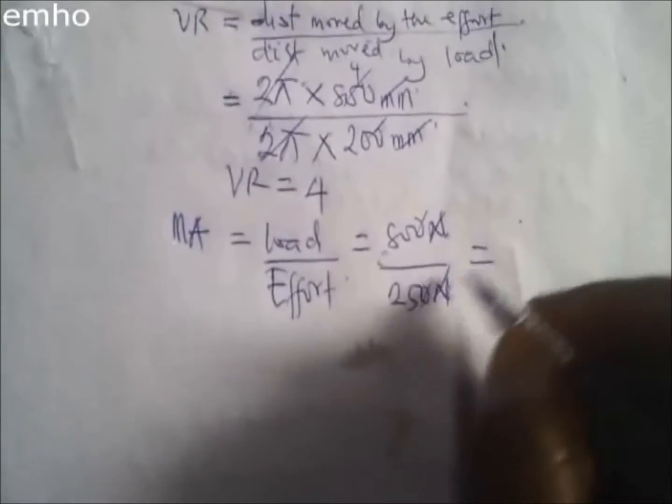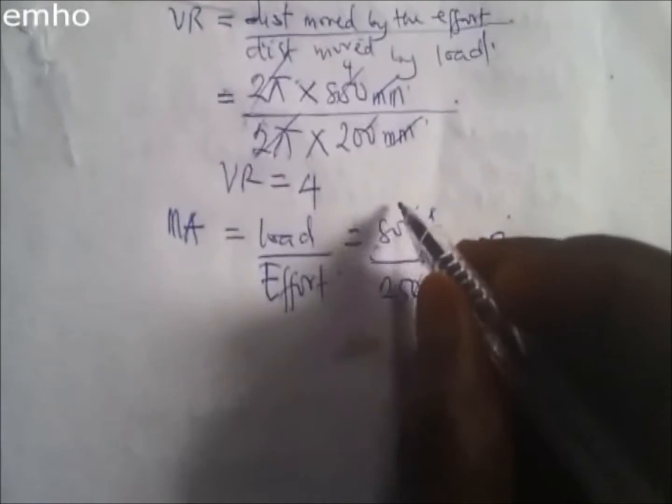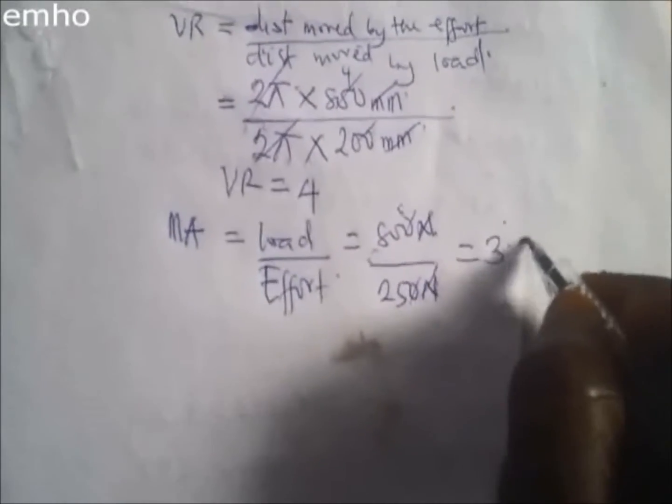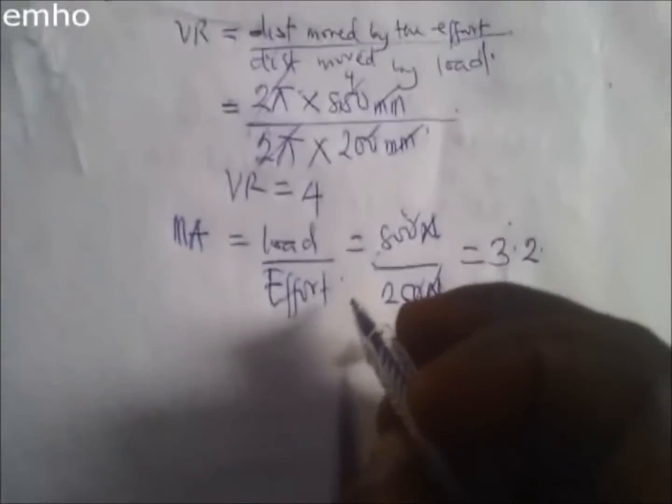Here we have our MA equal to this. 0 cancels 0. This is going to give us 3, that's 75, then we have 5. So this is going to give us 3.2. So our MA is equal to 3.2.